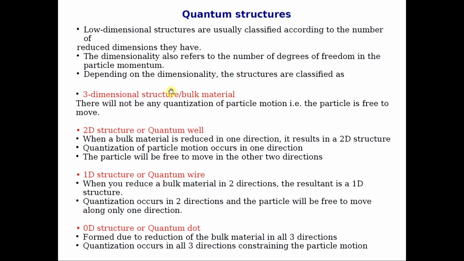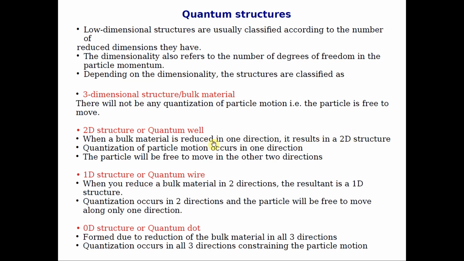So we start with a three-dimensional structure, which is a bulk material. In a three-dimensional structure, there is not going to be any quantization of particle motion. Energy levels are continuous, and the particle is very free to move. When I come to a two-dimensional structure, or quantum well, or thin film, what is happening? You are reducing the bulk material in one direction. In one direction it is being reduced, and the result is a 2D structure.